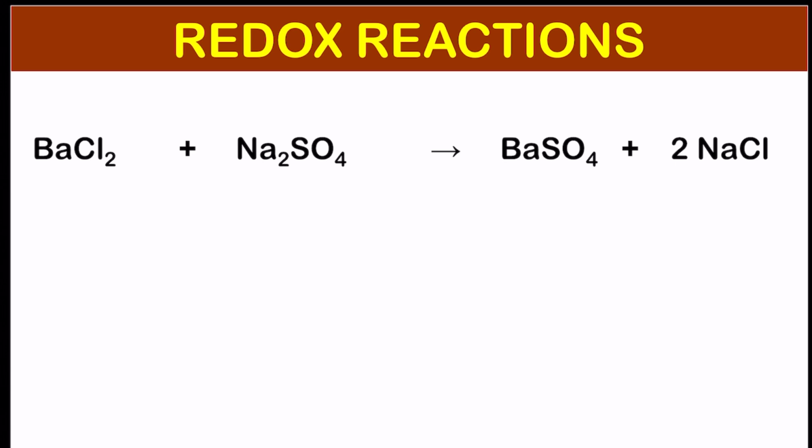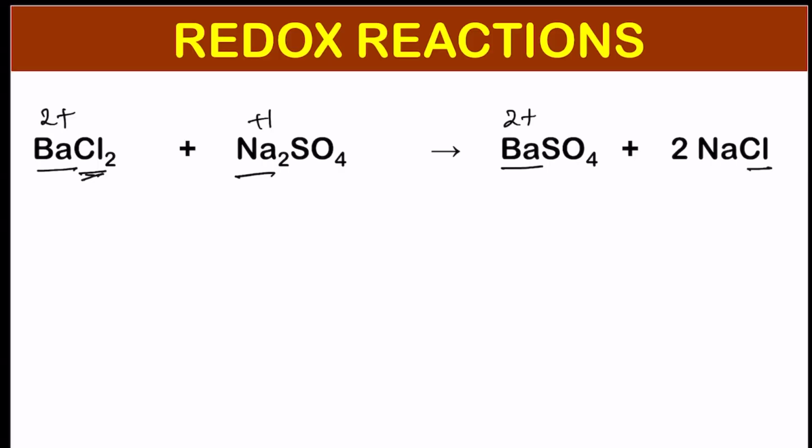Look at the next one. Barium chloride plus sodium sulfate gives barium sulfate plus NaCl. Oxidation state of barium in barium chloride is 2+. Product side also 2+. Chlorine remains as chloride, chloride on the reactant side, chloride on the product side. Sodium oxidation state on the reactant side is +1, and on the product side is +1. Sulfate as a whole is -2. Sulfate is not changing. On the whole it is -2.